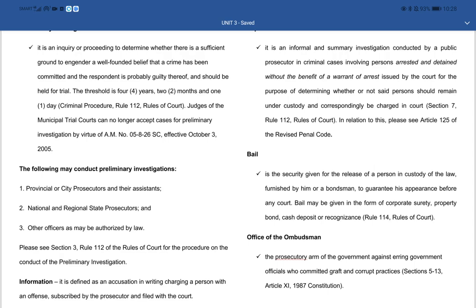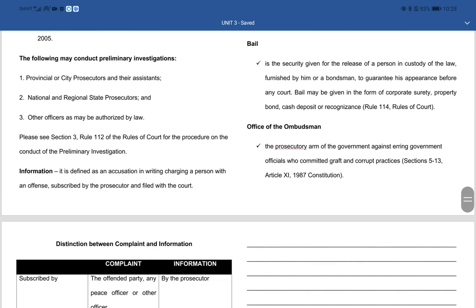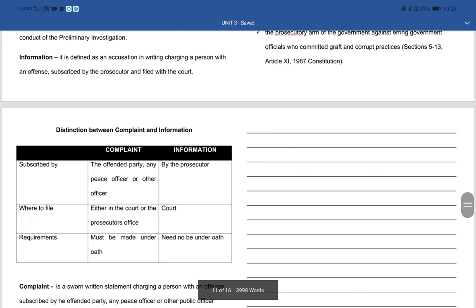Okay, so Office of the Ombudsman, the prosecutory arm of the government against erring government officials who committed graft and corrupt practices. Okay, kaning mag-commit og mga corruption, ang apod din sila ikaw ganingong court. So later ito na may sagutan.